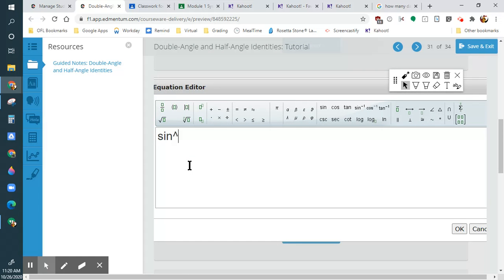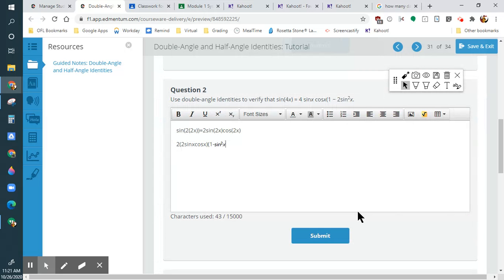Sine squared, oops, I guess I could have done it that way. Squared x. And we get that here. And that's this right here. I don't know why they cut off this part here.